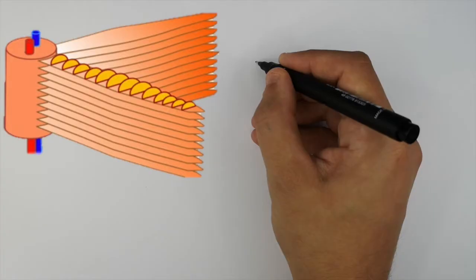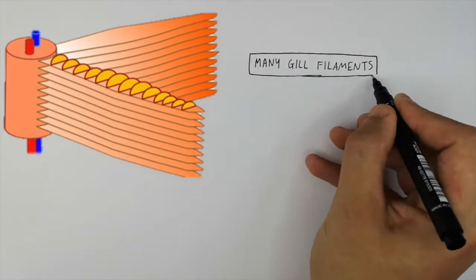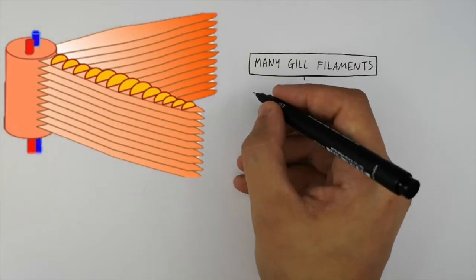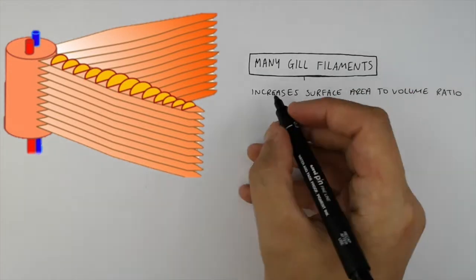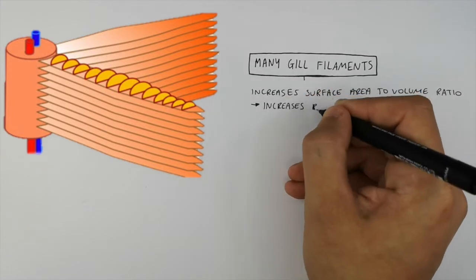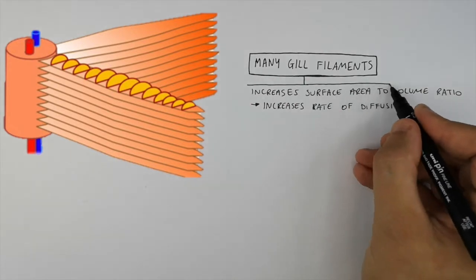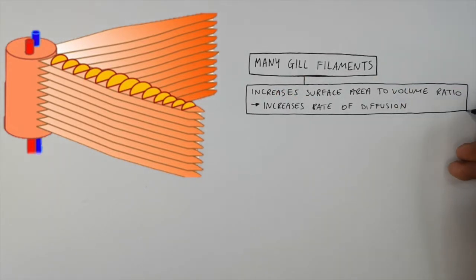So this here is a three-dimensional gill. As you can see here, the gill is made up of many gill filaments, which are stacked on top of each other. These are all gill filaments where the arrow is pointing to. And each of these gill filaments acts to increase the surface area to volume ratio of the gills. This will therefore increase the rate of diffusion of oxygen into the blood, and it will increase the rate of diffusion of carbon dioxide out of the blood and into the water.